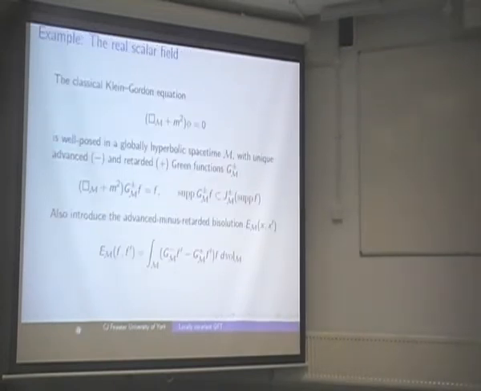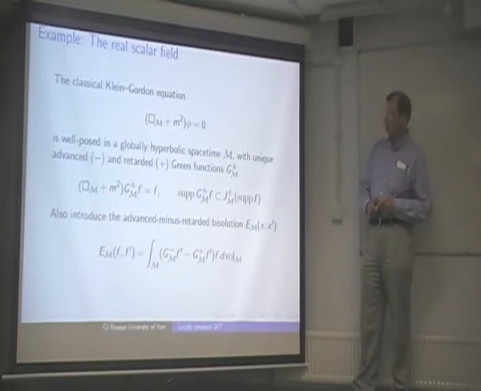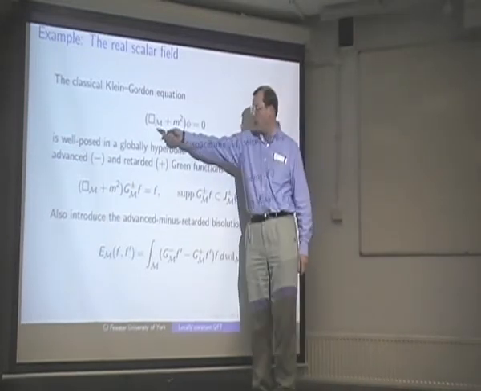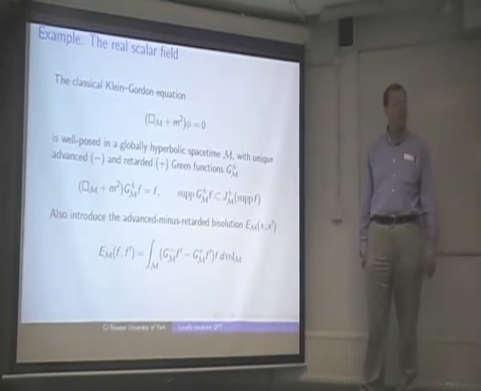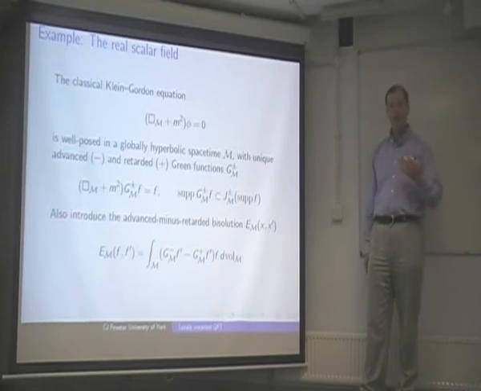So let's have an example. And this one, of course, does come from the classical action, the free Klein-Gordon theory. It's a partial differential equation where this is the covariant Laplacian. And it's well posed in globally hyperbolic space-times. So it's a nice PDE to look at. What well-posed means is that we have Green functions. We have a retarded Green function and an advanced Green function.